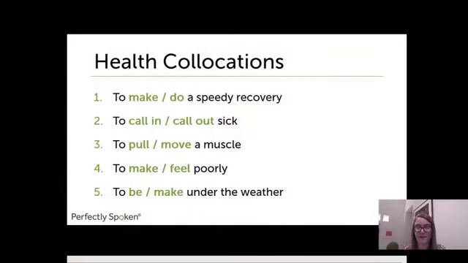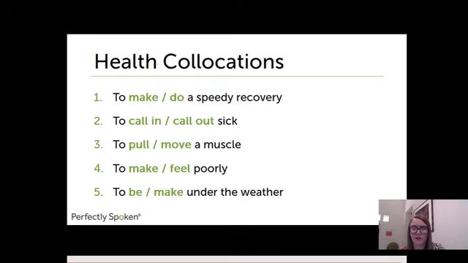I've given you two options for each one, but only one is correct. Can you tell me which one? Let's have a look together. So, number one, to make a speedy recovery or to do a speedy recovery.